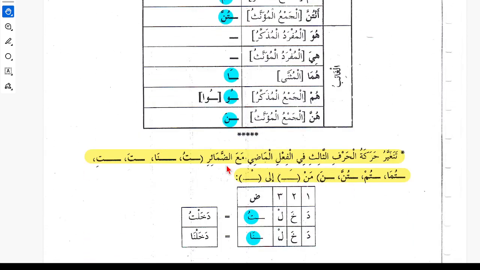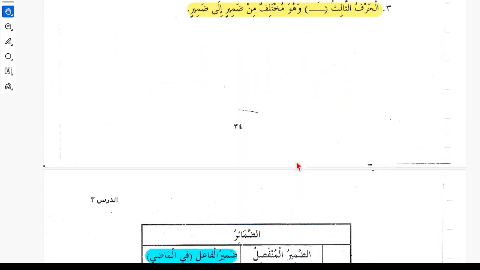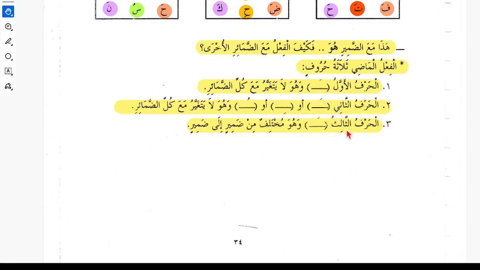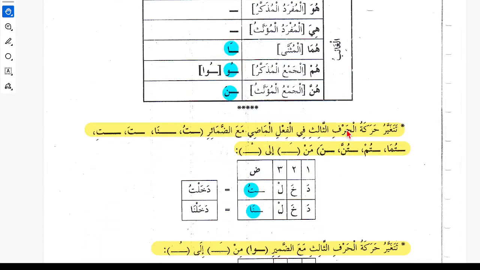So let's see what happens when those pronouns are attached. Tataghayyaru harakatul harfis-salis. This is what was said, that only the third is different. The first person does not change with all the different forms of pronouns. The second does not change with all the different forms of the pronouns. Only the third is different.